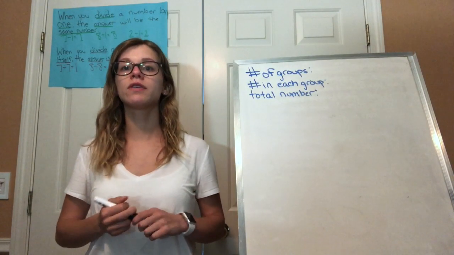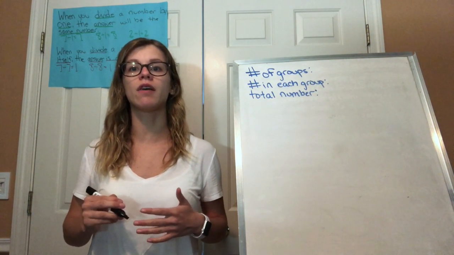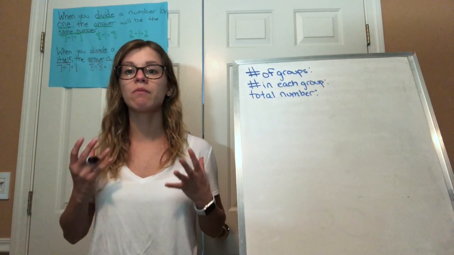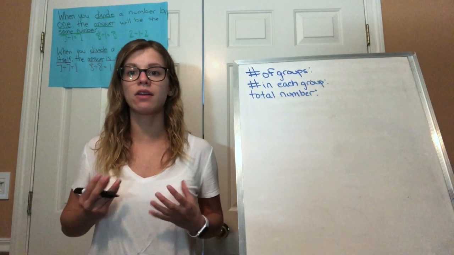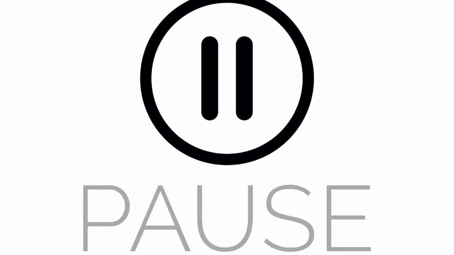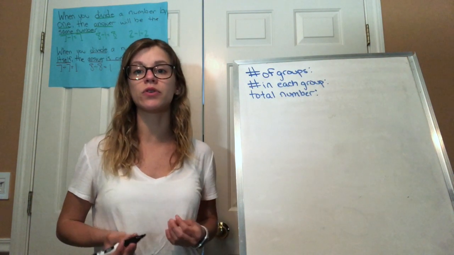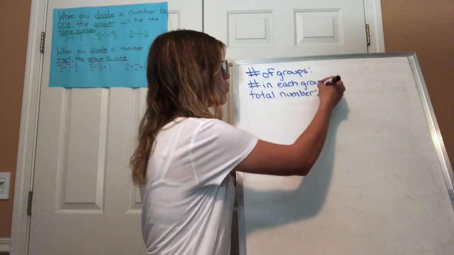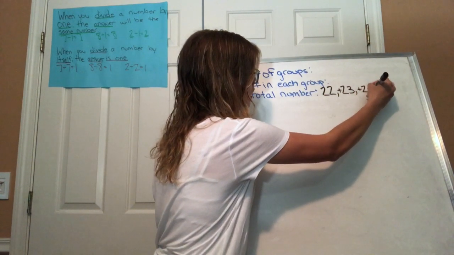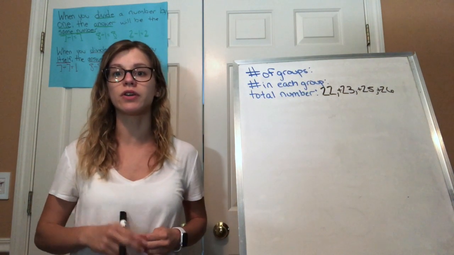So it says there are 4 different third grade classes with different numbers in each class, 22, 23, 25, and 26. What I want us to do is I'm thinking about all of those numbers, and that makes me think, what do those numbers represent? If I added all those numbers up together, what do they represent? All those numbers are the total number of students in third grade. So my total number would be 22 plus 23 plus 25 plus 26. All of those together would be my total number of third graders.